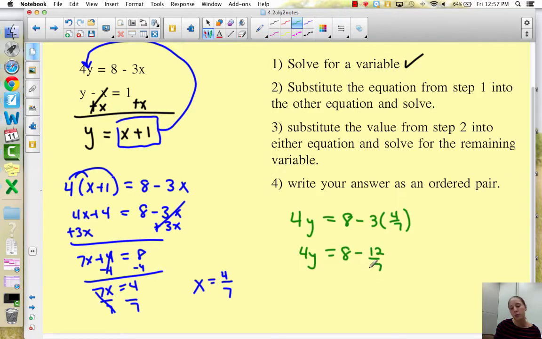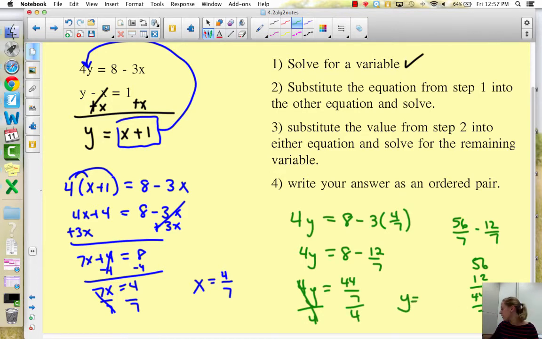Okay, and then you could simplify this. You guys can do that, and actually, if we made this into a fraction, I'm going to just do it off this side. 56/7 is the same as 8. So 8 minus 12/7 is going to get you 56 minus 12, that's 44 over 7. So we have 4y equals 44 over 7. And then lastly, we're going to divide by 4. So we get y is equal to, and let me go ahead and type this in my calculator. 44 divided by 7 is roughly 6.3. When we divide that by 4, we get 1.57. I'll round it up to 1.6.